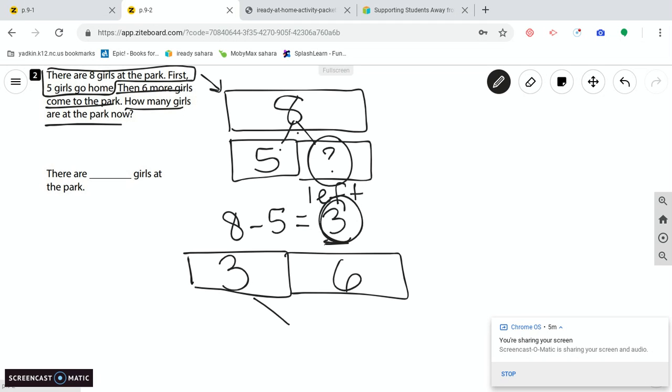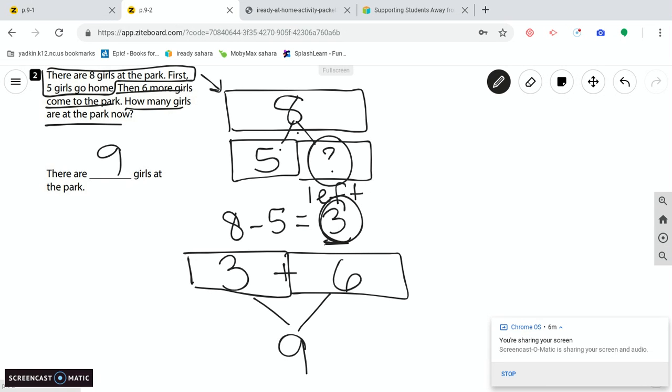How many girls are at the park now? I'm going to put those together. 3 plus 6 is 9. There are 9 girls at the park. So do you see how 8 could not be the whole for both parts of this problem? Because it turned out that there were 9 girls at the park in the end, which is more than were there at the beginning. Okay, so the answer to number 2 should be 9.